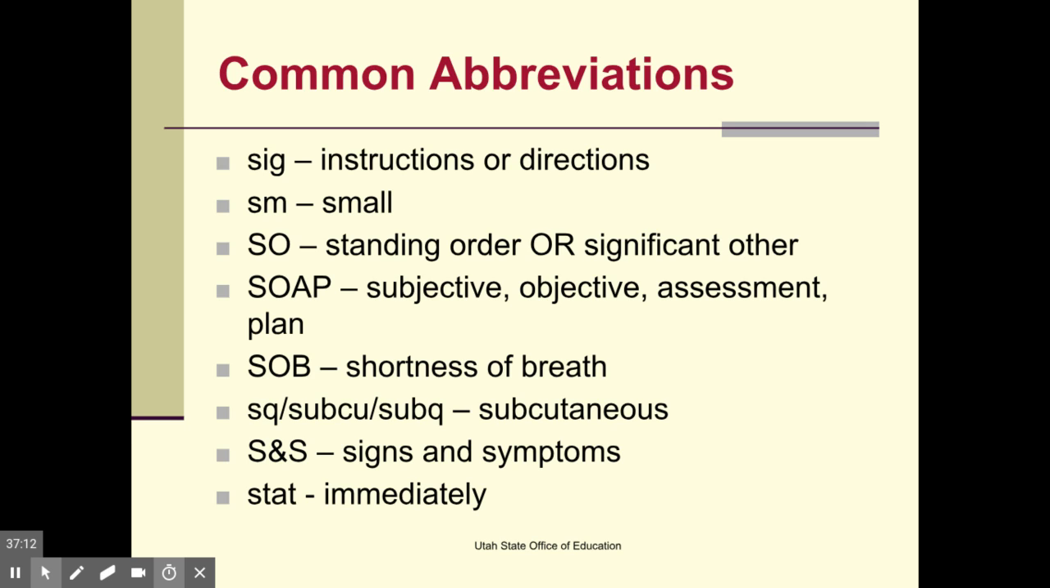SOB stands for shortness of breath. Sub-Q is what we use most often. So for subcutaneous, like for our subcutaneous injection, a subcutaneous infection, we would use sub-Q. So that SUBQ is what we use the most often. We don't really use SNS anymore because it can mean too many things. So we write out signs and symptoms. STAT, we use STAT instead of ASAP now, except usually we write it in all caps, and that means immediately.